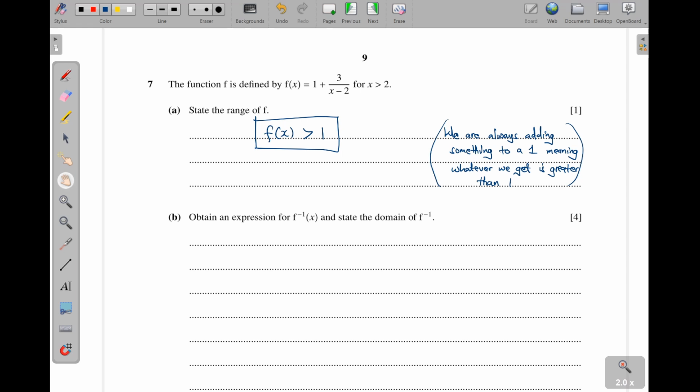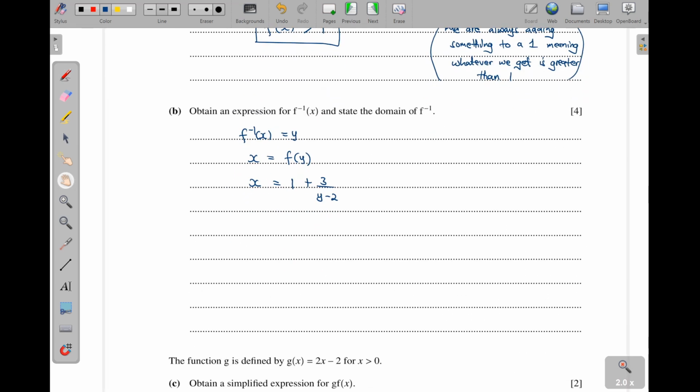Okay, part B. Obtain an expression for the inverse and state the domain of that inverse. If my inverse of the function is equal to y, take f this other side, then we shall have x here, which is equal to f of y. In other words, interchange x and y. So wherever there is x, you put a y. So 1 plus 3 over y minus 2. And then the next thing to do is to make y the subject of the formula.